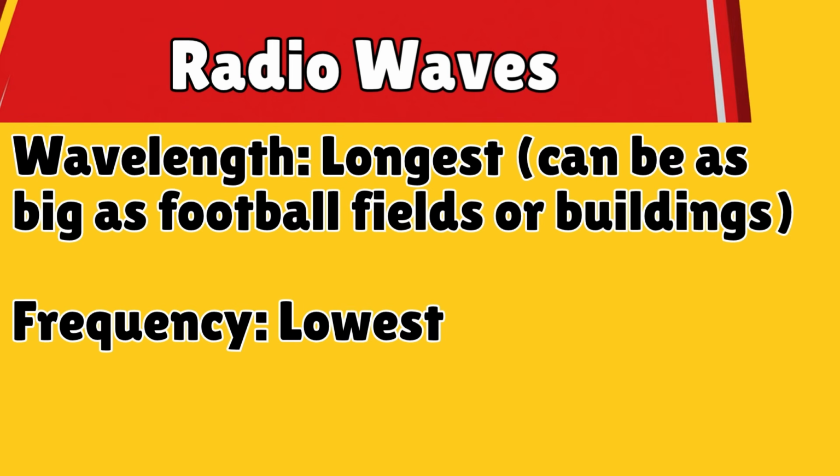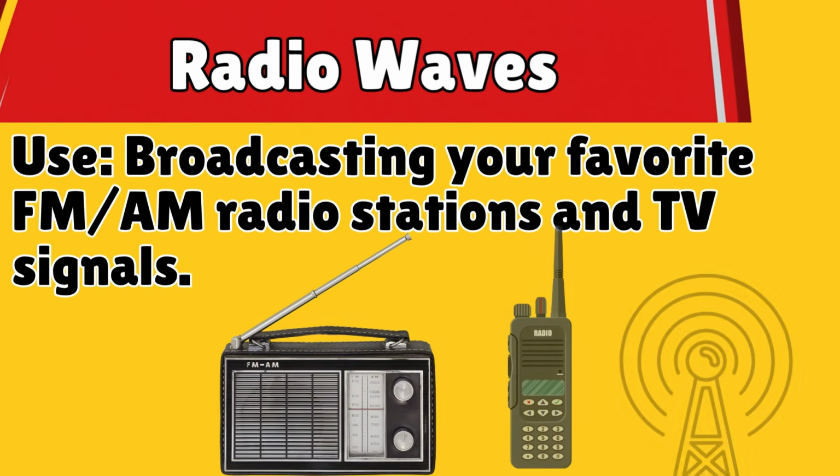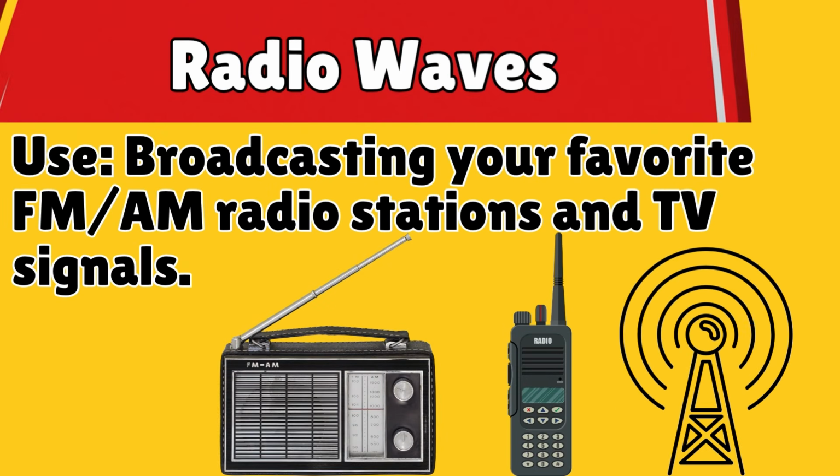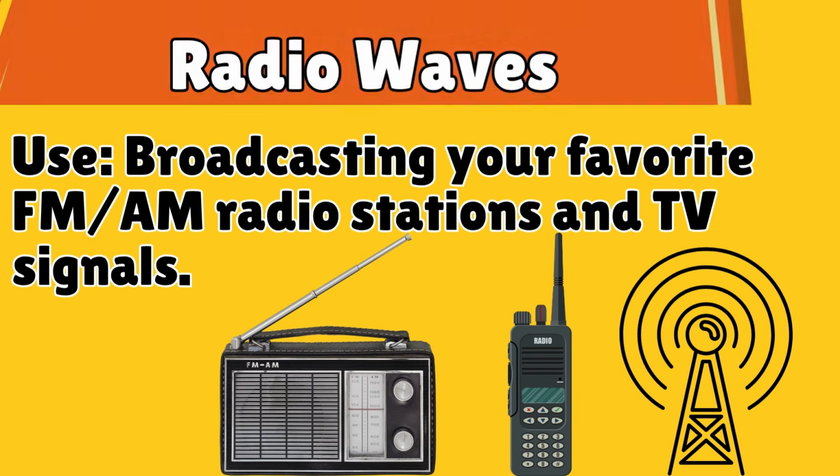So let's have a short discussion of each electromagnetic spectrum. First is the radio waves. The wavelength is the longest, can be as big as football fields or buildings, and its frequency is the lowest. For the use of radio waves, it is used in broadcasting your favorite FM or AM radio stations and TV signals. And it is also used in two-way radio communication used by security guards.